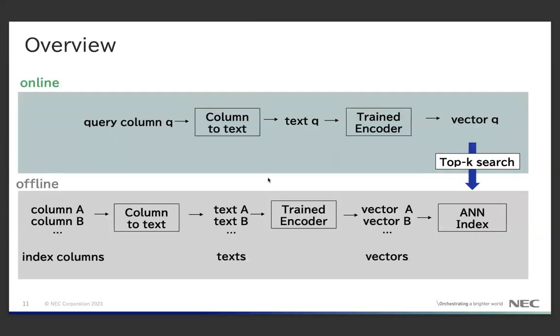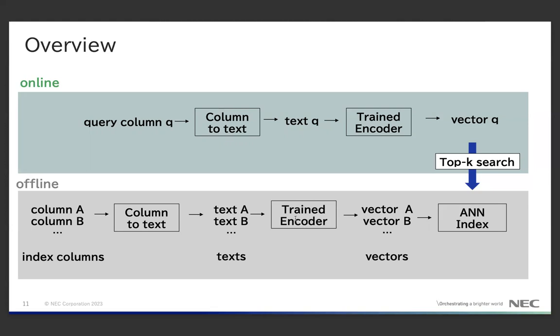Okay, here is the overview of DeepJoin. Let's see the offline part. DeepJoin actually is simple. Here is the data lake. It has a lot of columns to index. We first transform the values of each column to text, so there will be a lot of text. And then the text will be embedded into vectors with a trained encoder.